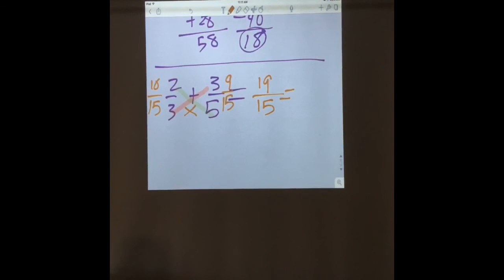Ooh, what is this called? This is called an improper fraction. Good job. We want to know what the mixed number is. We have 1 whole because we have 15/15 in the 19, and we have 4 left over. So it's 4/15, right?